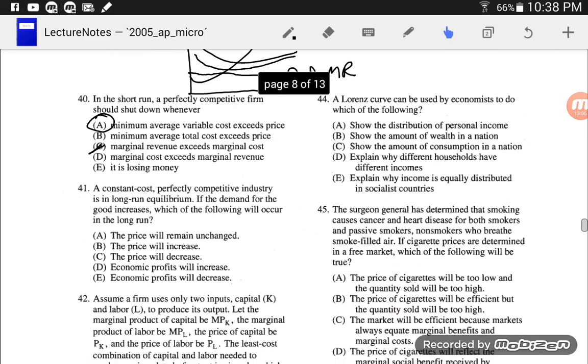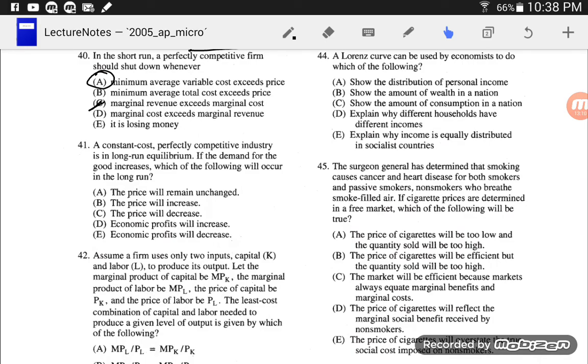Number 41. A constant cost, perfectly competitive industry is in long run equilibrium. If the demand for the good increases, which of the following will occur in the long run? Okay, so a constant cost, perfectly competitive industry. If the demand for the good increases, normally I draw my supply curve, and supply is equivalent with marginal cost, and I draw my demand curve as such, but in this case, marginal cost is constant. So there's my demand, and it said if demand increased for the good, which of the following will occur?